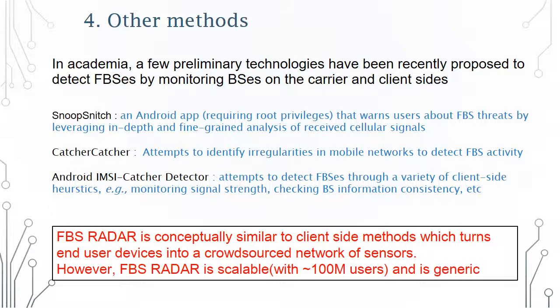However, it is still questionable how effective they can be in the real world and how much they can be scaled. The proposed FBS radar system in this paper is conceptually similar to the client-side methods just mentioned, but the difference is that it turns end-user devices into a crowdsourced network of sensors. This FBS radar has been tested to be scalable with currently about 100 million users, and is a generic implementation that is not relevant to what type of phone it is or what kind of privilege you have on the phone, and does not go into in-depth fine-grained analysis on the mobile itself.